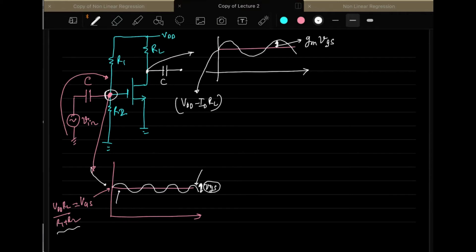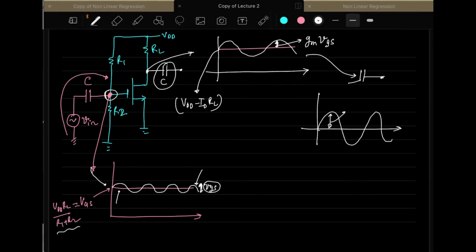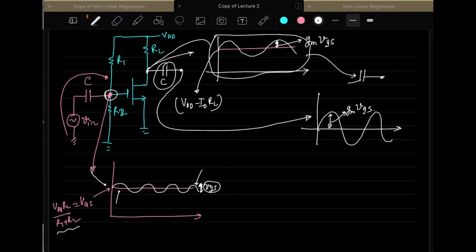And once you pass this waveform through the capacitor, because this is the capacitor which is here, it will block the DC voltage. So at the output, what you will get here is an amplified version of the signal, and this will be GM VGS. This voltage is available here, and this profile is at this point. So any confusion here regarding this explanation?